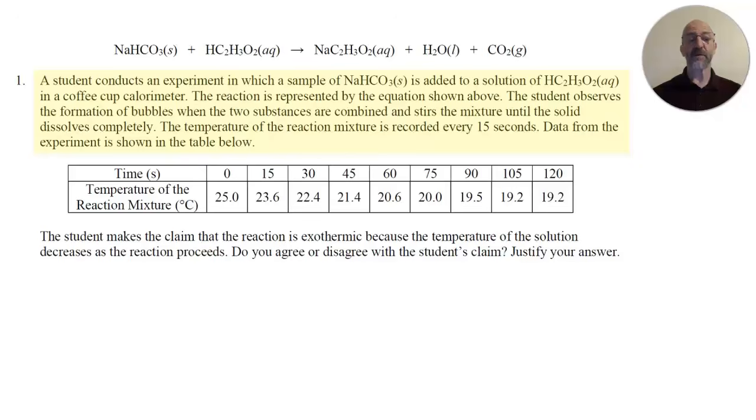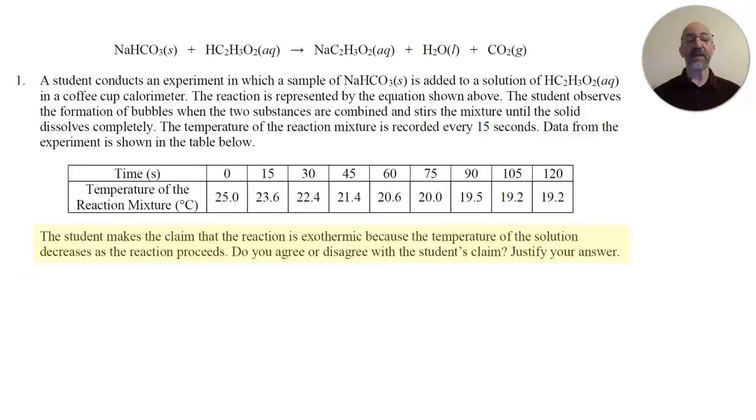So we can see a data table in which the initial temperature of the reaction mixture at time 0 is 25 degrees Celsius, and then we can see that the temperature decreases over time, and at 120 seconds, the temperature has decreased to 19.2 degrees Celsius. So with this decrease in temperature, the student makes the claim that the reaction is exothermic because the temperature of the solution decreases as the reaction proceeds. Do you agree or disagree with the student's claim? Justify your answer.